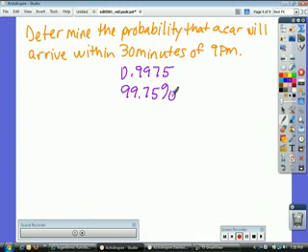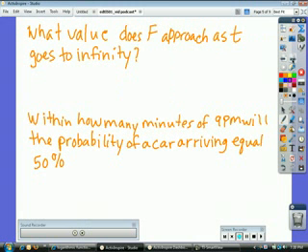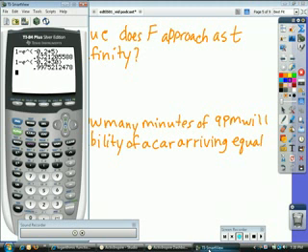Now, the next question I have here is, what value does f approach as t goes to infinity? And when we say t goes to infinity, that's increasing without bounds. T is increasing without bounds. So as t gets larger and larger and larger, what is happening? What value is it approaching? So we could quickly try to go to a graph.